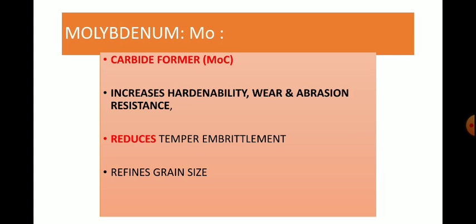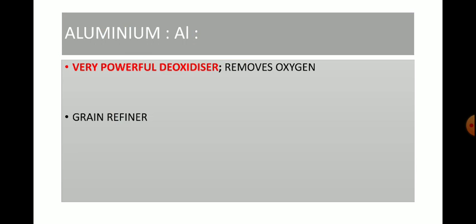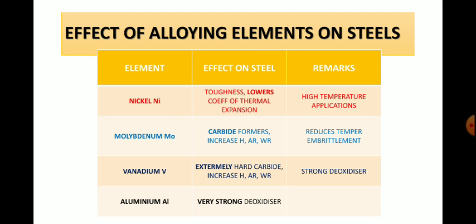Next we have molybdenum. Molybdenum is one of the carbide formers. It increases the hardenability, and an important property of molybdenum is that it increases the wear and abrasion resistance, and it refines the grain structure. Aluminum is a very powerful deoxidizer, which is preferably used in killed or semi-killed steels, removing oxides, and it also refines the crystal structure.